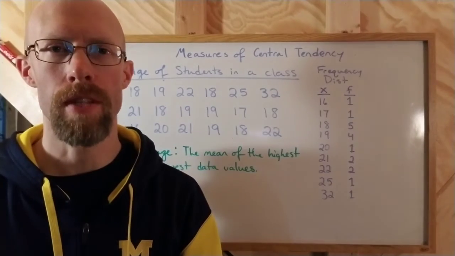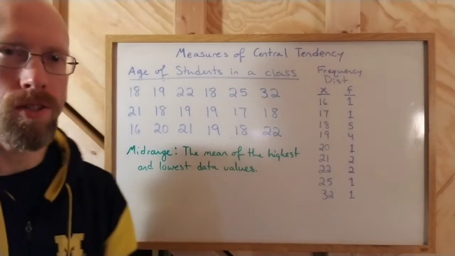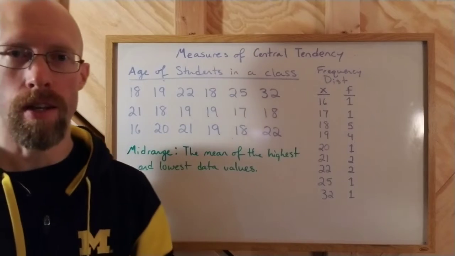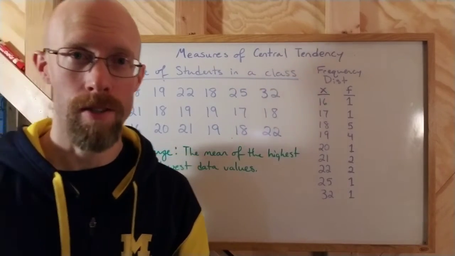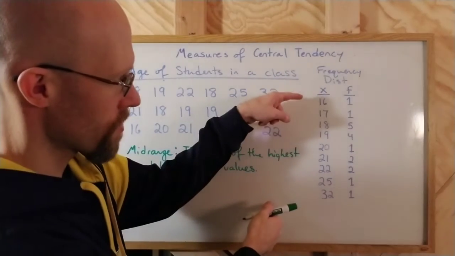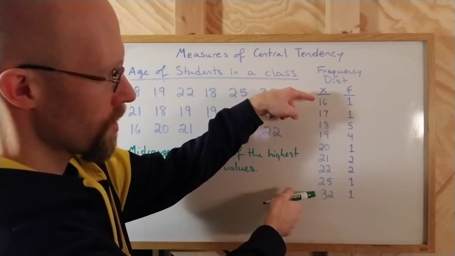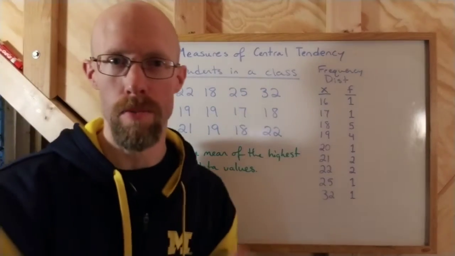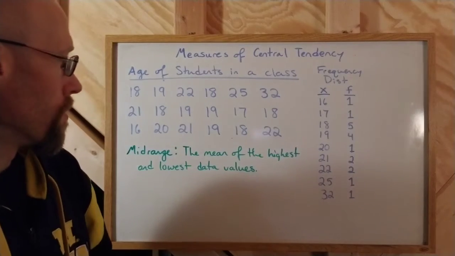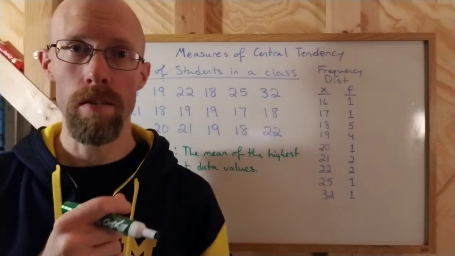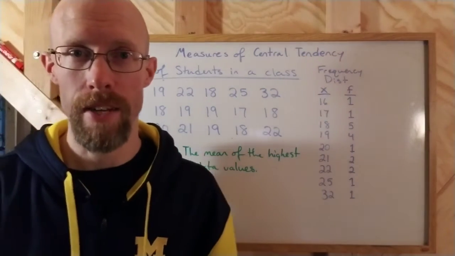The last measure of tendency is called the mid-range. And you can think of the mid-range as literally the middle of the range. The range of the data is the distance between the smallest and the highest, right? So you'd subtract them. The mid-range is the middle of that range, middle of that distance.